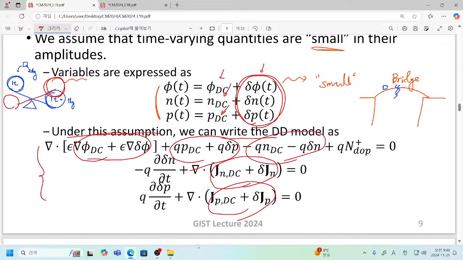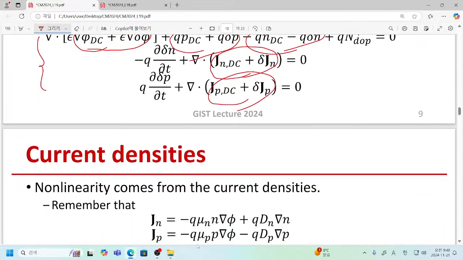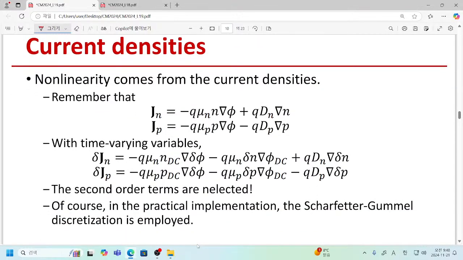Well, once we do it, here I just summarize what exactly the current density looks like. Starting from our original form, we can introduce terms. Here we have electron density and potential. So please insert N_DC and delta N, and please insert phi_DC and delta phi, and just play with those terms. You can easily understand there will be 4 different terms out of this calculation.